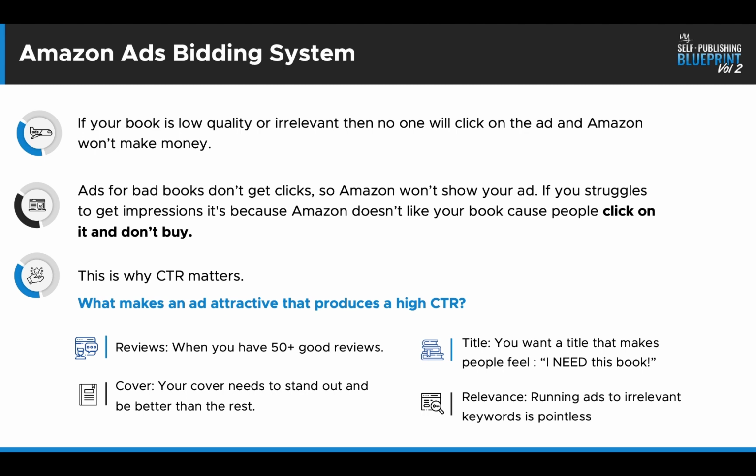This is where click-through rate matters, right? What makes an ad attractive that produces a high CTR, click-through rate? Well, one, reviews. When you have 50 plus good reviews, that helps. Your cover needs to stand out and be better than the rest. Your title, you need a title that makes people feel, I need this book. And relevance, right? Running ads to irrelevant keywords is pointless. You have to be running ads to relevant keywords.